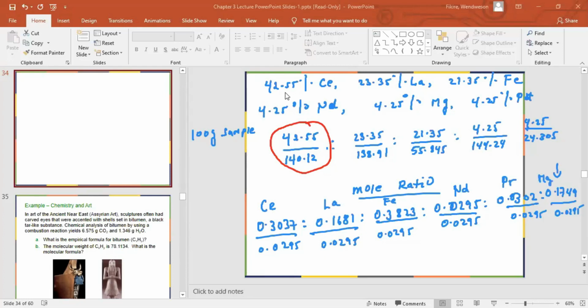Okay, so let's do the ratio now. 0.3037 divided by 0.0295, what do you get? 10.29. 0.1681 divided by 0.0295. 5.7. 0.3823 divided by 0.0295. 12.96.